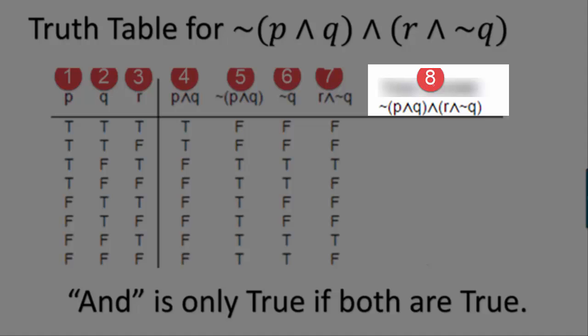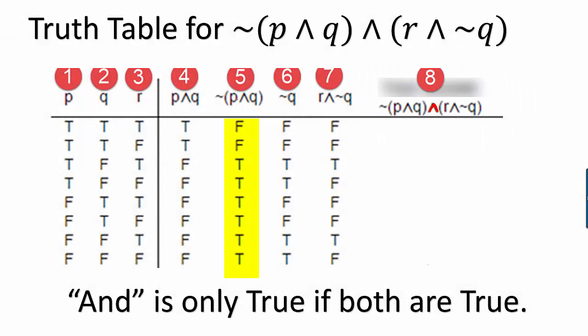Finally, we get to column 8. The only new connective is the and in the middle. Everything else has already been analyzed. Which 2 columns are we joining with that and? We're joining column 5 and we're joining column 7. And the rule for and is still only true if both are true. So looking through columns 5 and 7, we see, for example, in row 3, they're both true. In row 7, they're both true, but nowhere else. So we would have to put a true and a true in column 8, and everything else would be false.